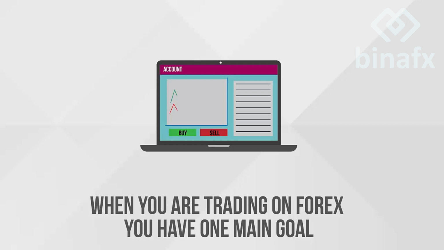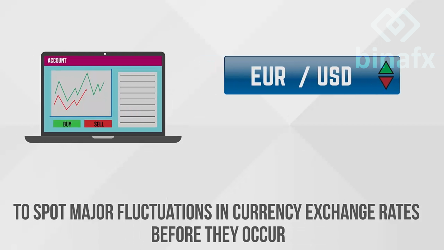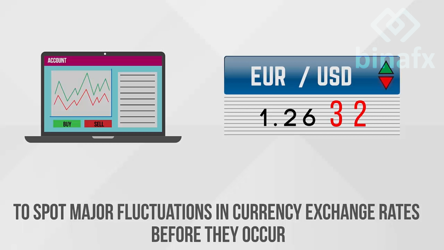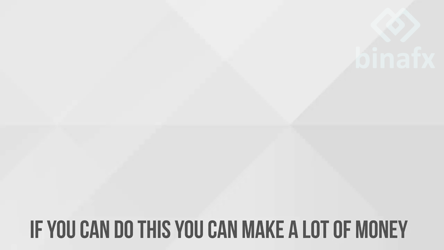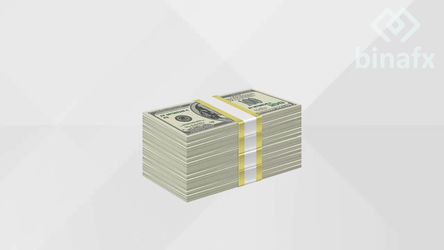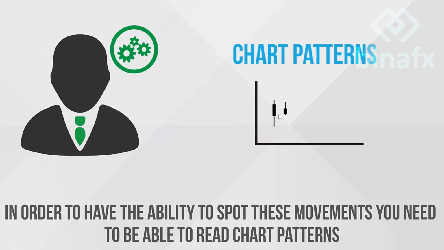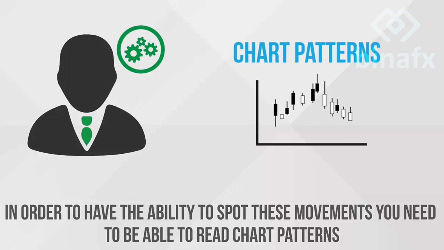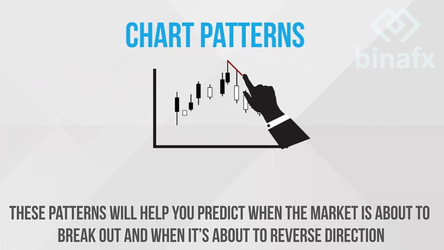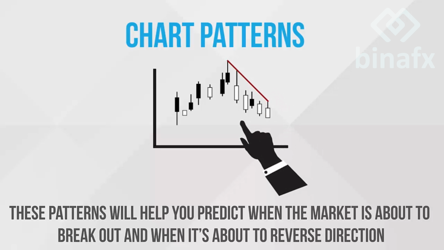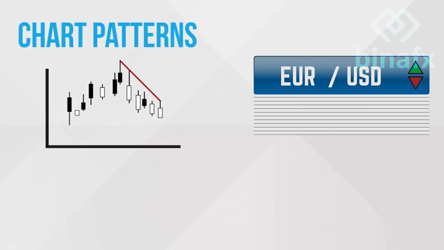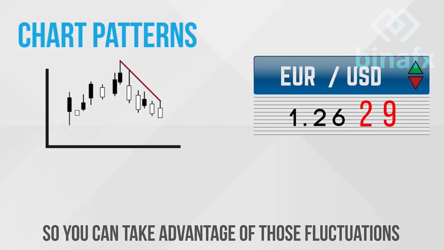patterns. When you are trading on Forex, you have one main goal: to spot major fluctuations in currency exchange rates before they occur. If you can do this, you can make a lot of money. In order to have the ability to spot these movements, you need to be able to read chart patterns. These patterns will help you predict when the market is about to break out and when it's about to reverse direction, so you can take advantage of those fluctuations.